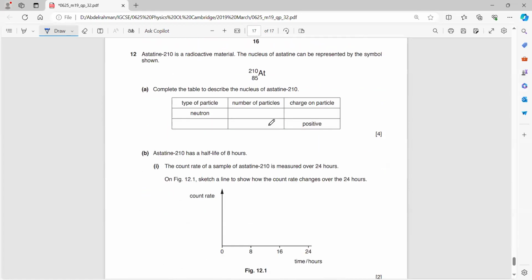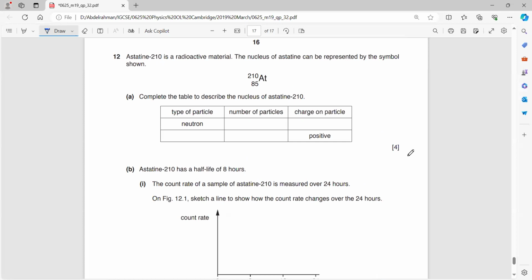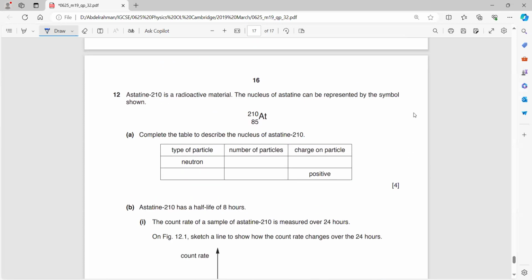Yeah, last question. How many neutrons do we have and what's the charge on this particle? 210 minus 85, which is 125. Charge is neutral. Yeah, 125 neutral, and then the other particle is proton, and we have 85 of them.